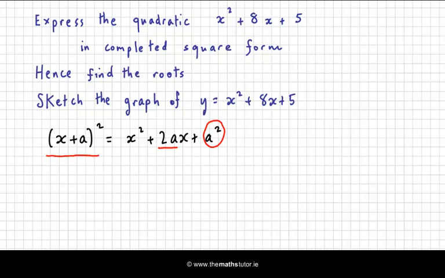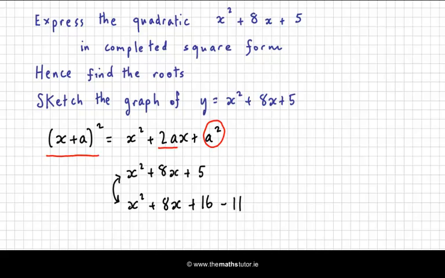So let's do that with our other expression, x squared plus 8x plus 5. So we will get x squared plus 8x, and our a squared bit we will get by taking the coefficient of x, which is 8, dividing by 2, which gives us 4, and squaring it, which gives us plus 16. Now wait a minute, we had plus 5 and we've now got plus 16, so if we write minus 11 afterwards, we will have these two the same as each other.